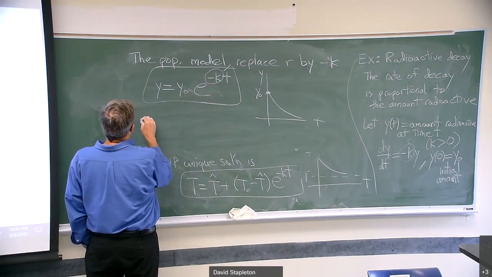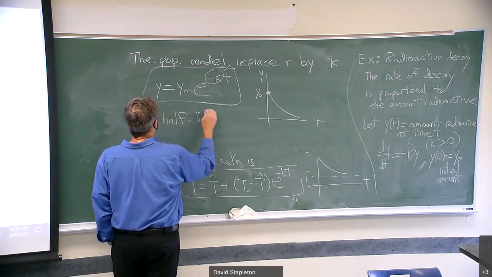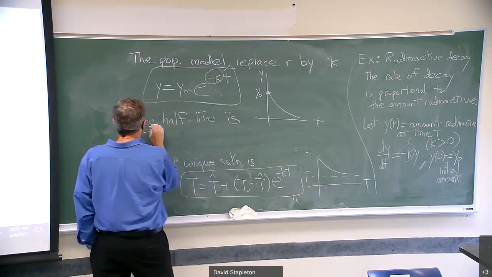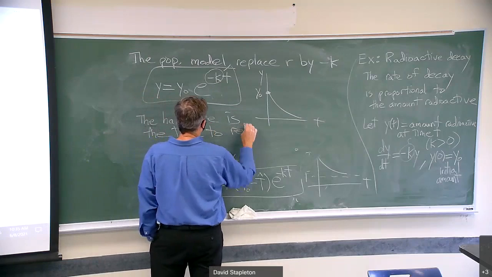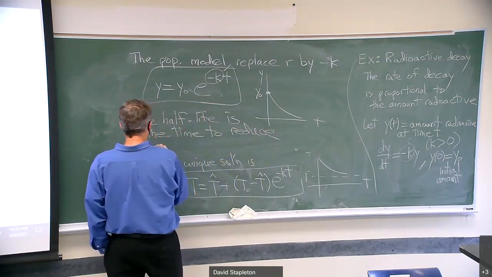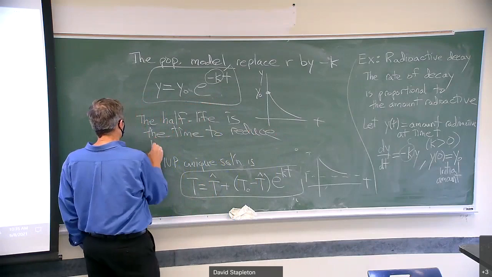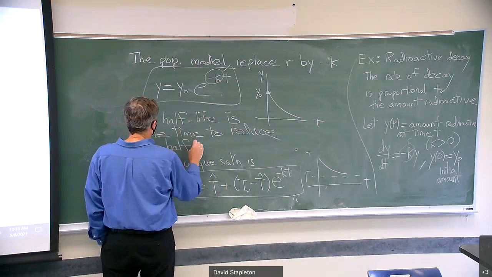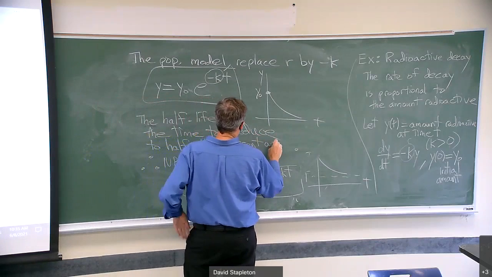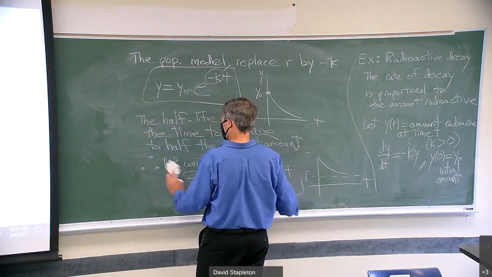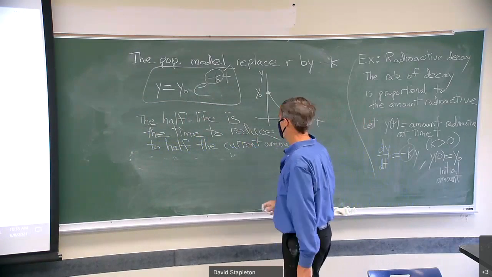So the half-life is the time to reduce from y0 to half its amount, or from any other amount along the way to half its amount. It's always the same. So it's half the current amount, whatever it is. Let's do it at time 0 just to make it easy. What time does it decay to half y0?